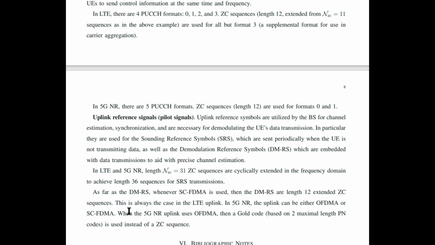So the Gold code is just an extension of the ZC sequence that may be further used in 5G NR and 6G NR. So that is basically all about the ZC sequence from the beginning till now.